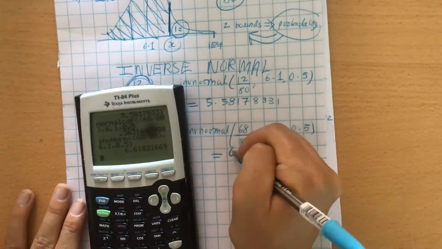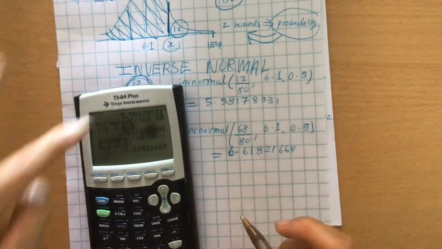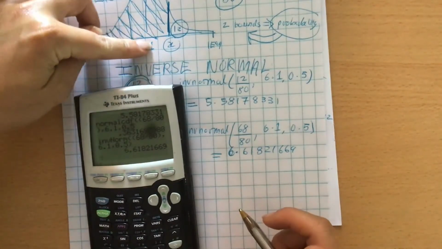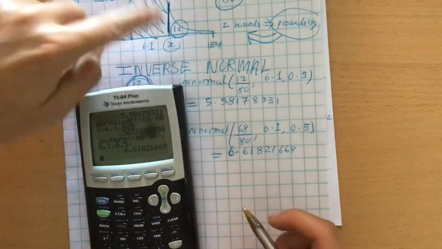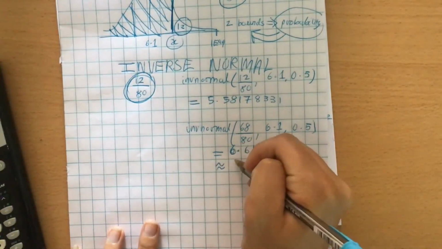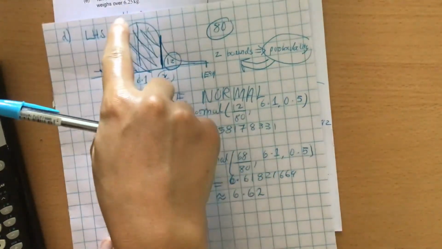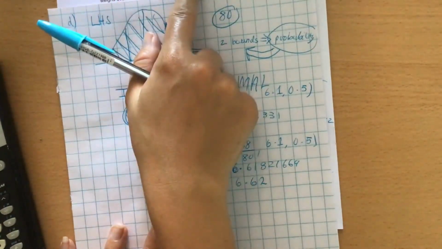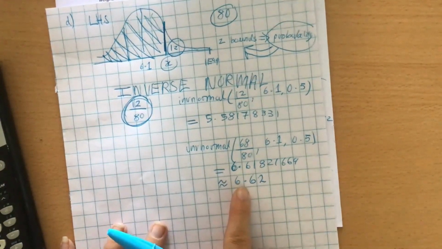Our answer is going to be 6.61821669. That sounds much better. It's bigger than the 6.1 and it's towards this side or the right hand side of the bell curve. That is our answer. So rounding that answer, we're going to get 6.62. This means it's found that 12 cats are more than 6.62 kilograms.